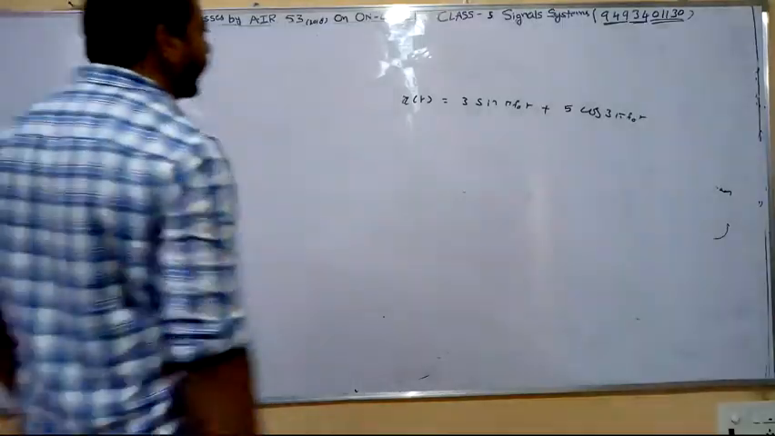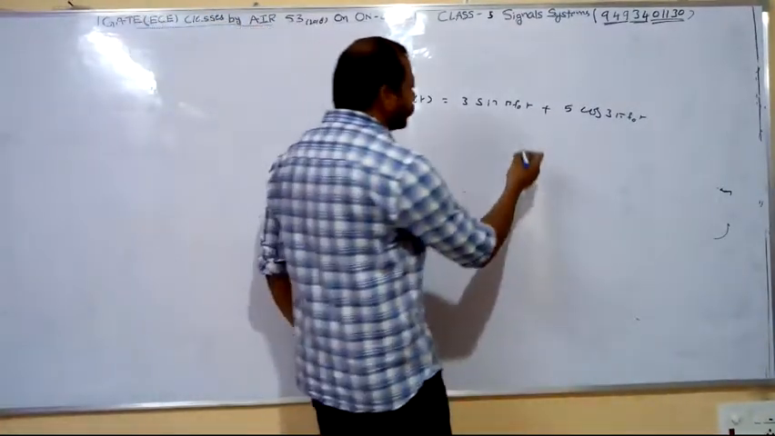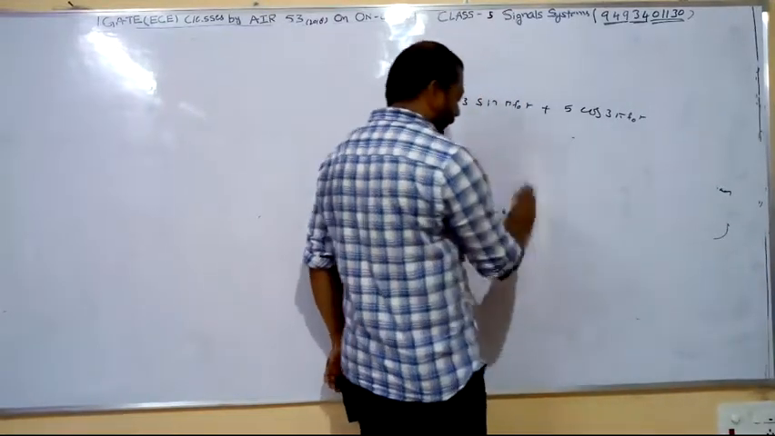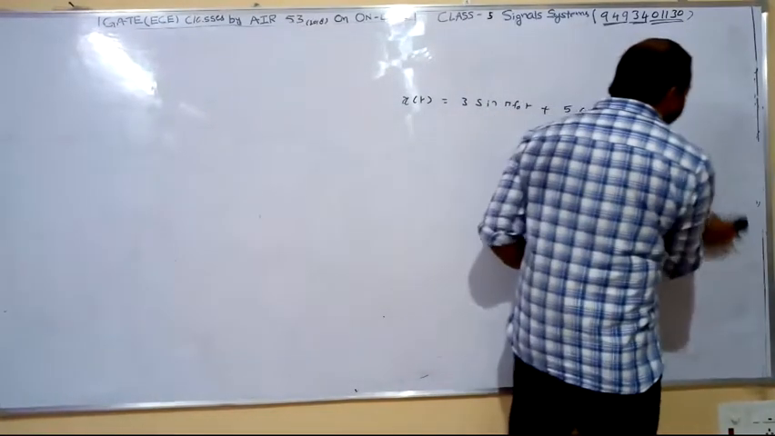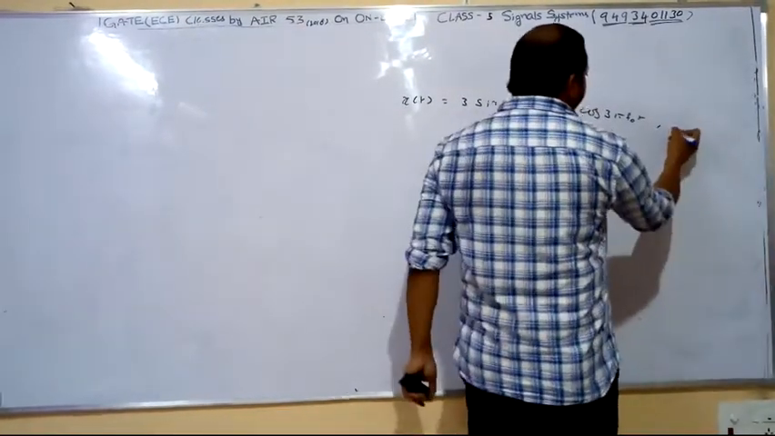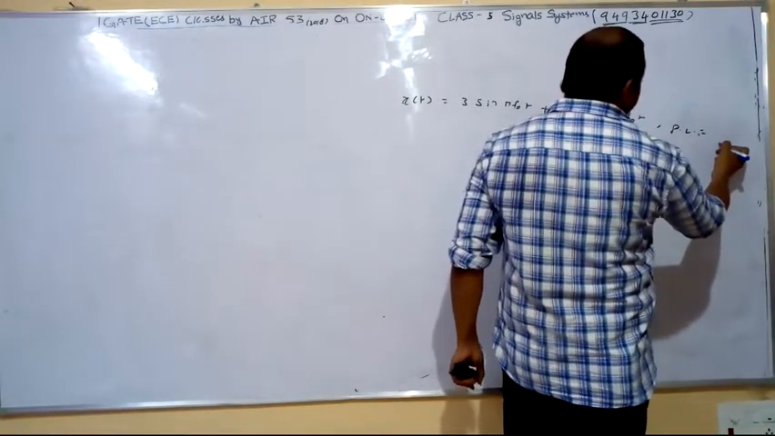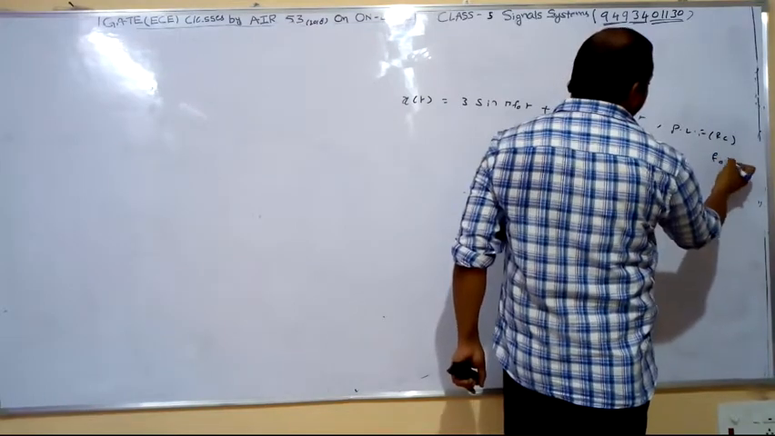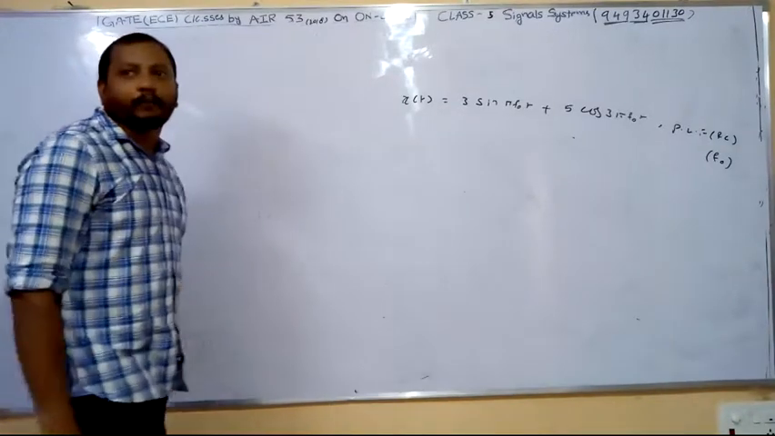Consider the signal x of t equal to 3 sin pi f naught t plus 5 cos 3 pi f naught t, given as an input to a practical low pass filter with cutoff frequency equal to f naught. Then calculate the power of the input signal and the output signal.